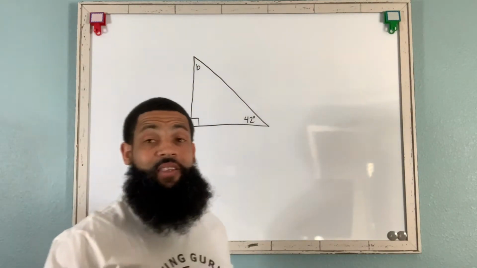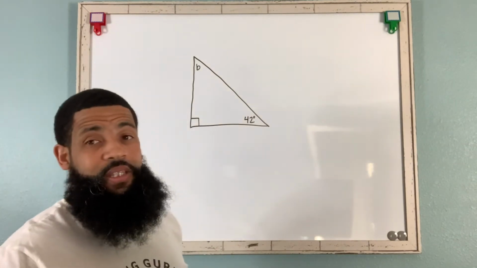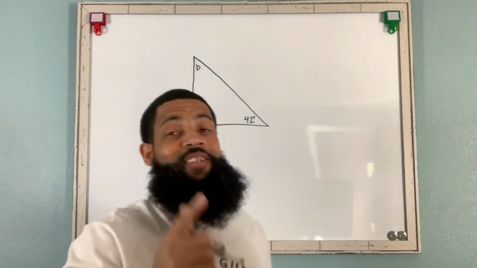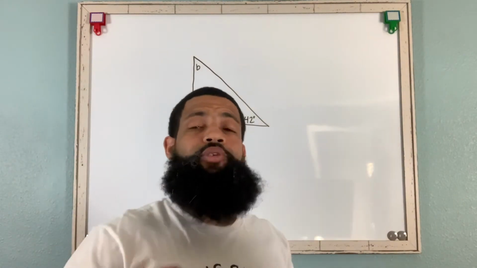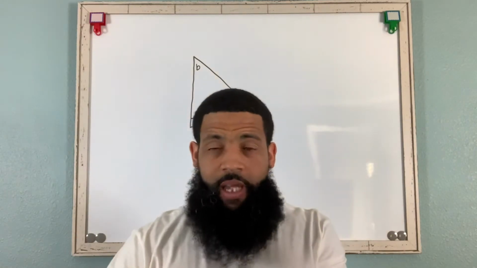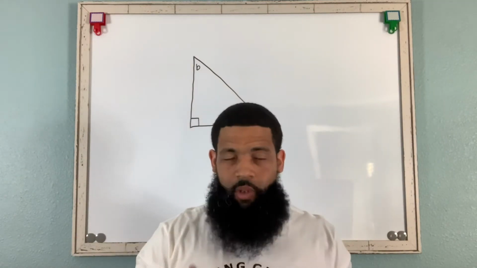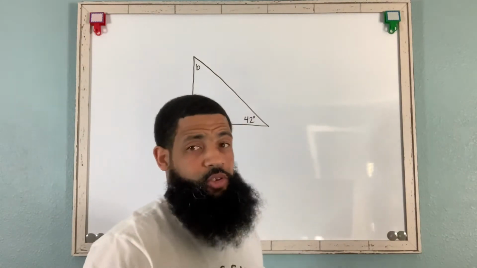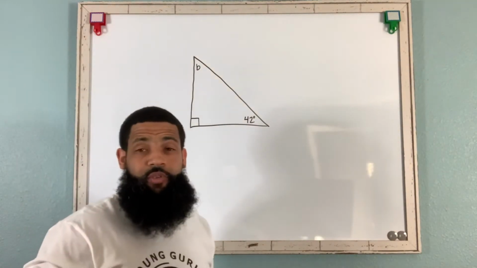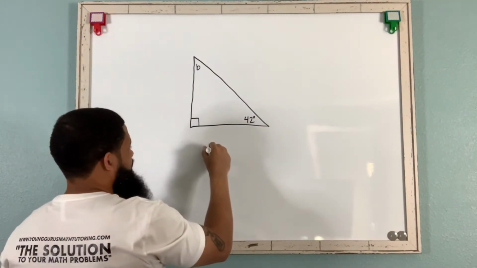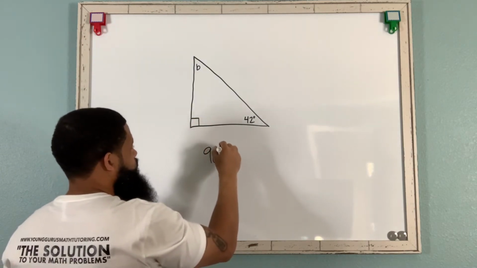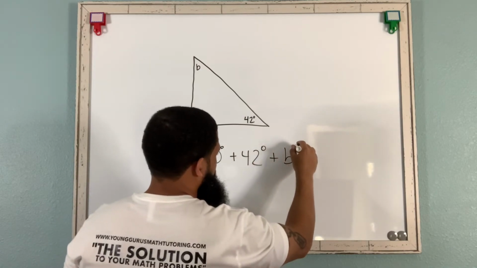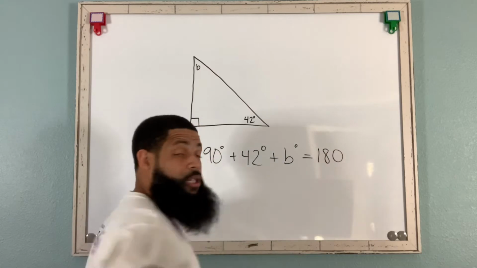If I wanted to find the measure of angle B, then according to the triangle sum theorem, I didn't even tell you what the triangle sum theorem was. The triangle sum theorem says that the sum of all three angles in a triangle has to equal 180 degrees, no matter what triangle it is. So if I want to find out what the measure of angle B is, then I can say 90, because of this right angle, 90 degrees plus 42 degrees plus B degrees has to equal 180.